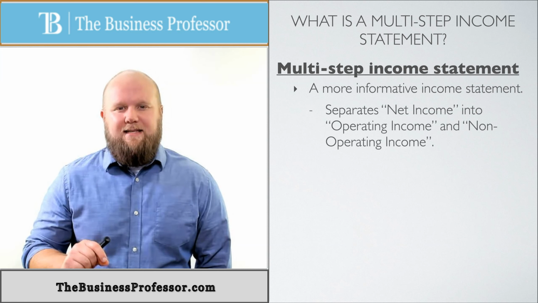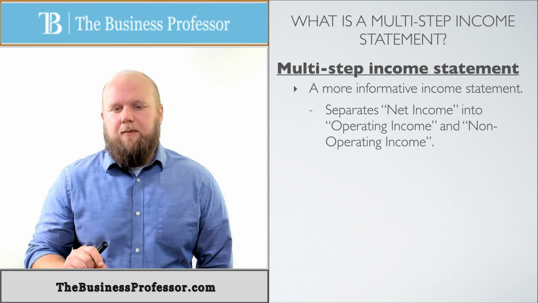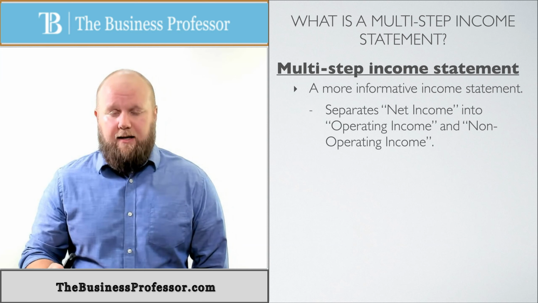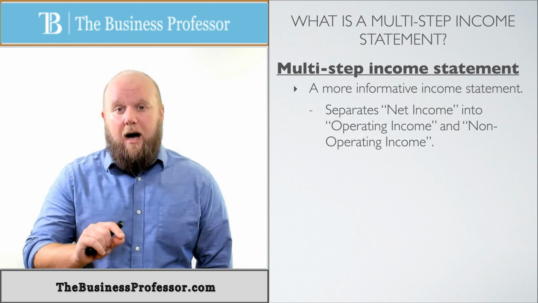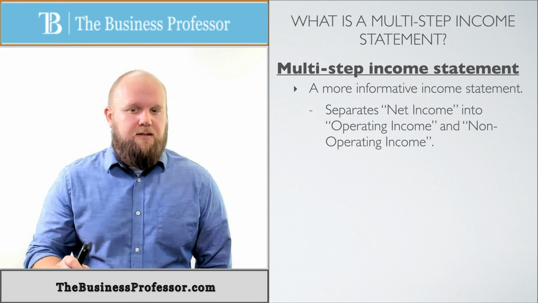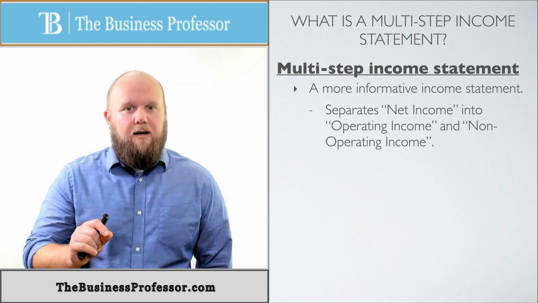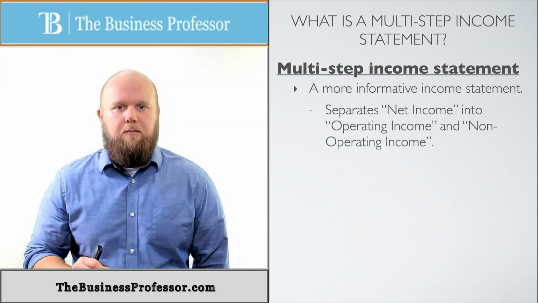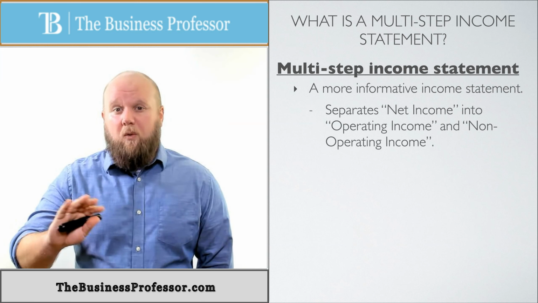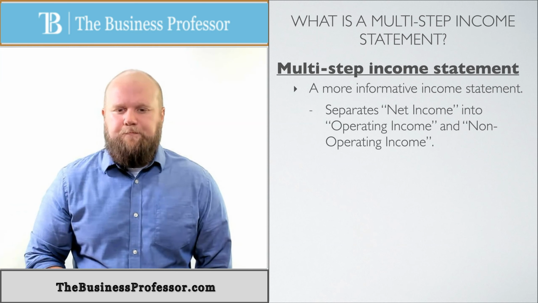What it does is it separates net income, what we know as net income, into operating income and non-operating income. The income stays the same. It's still revenues minus expenses, but now it's operating revenue minus operating expenses gives you operating income, and then non-operating revenue minus non-operating expenses gives you non-operating income. So again, it's a little bit more work, but it's a lot more information.